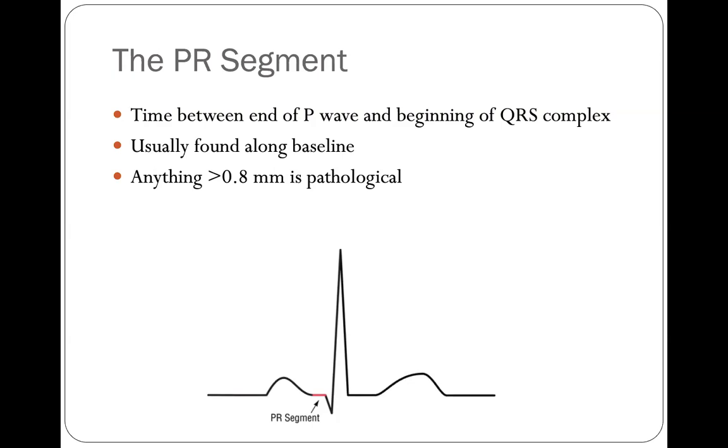It is supposed to be found along the baseline, and anything greater than about 0.8 millimeters is pathologic. And we'll discuss when that is pathologic versus not.